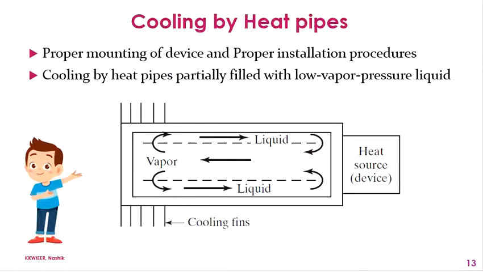Silicone greases are normally applied to improve the heat transfer capability and to minimize the formation of oxides and corrosion. Proper mounting of the device and proper installation procedure by the manufacturer is also an important aspect. The device may be cooled by heat pipes partially filled with a low vapor pressure liquid, as shown in this figure. The device is mounted on one side of a pipe and the condensing mechanism on the other side. The heat produced by the device vaporizes the liquid, and the vapor then flows to the condensing end, where it condenses and the liquid returns to the heat source. The device may be some distance from the heat sink.